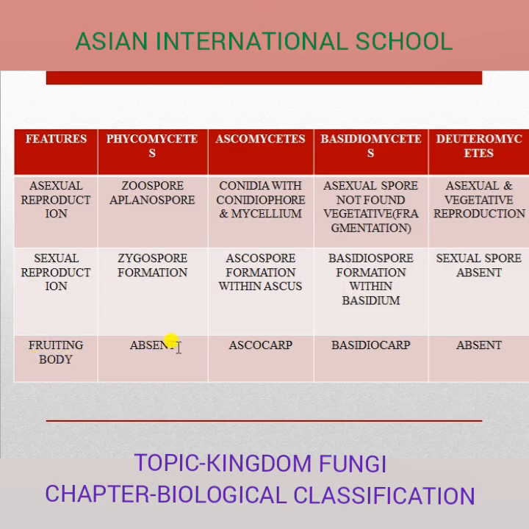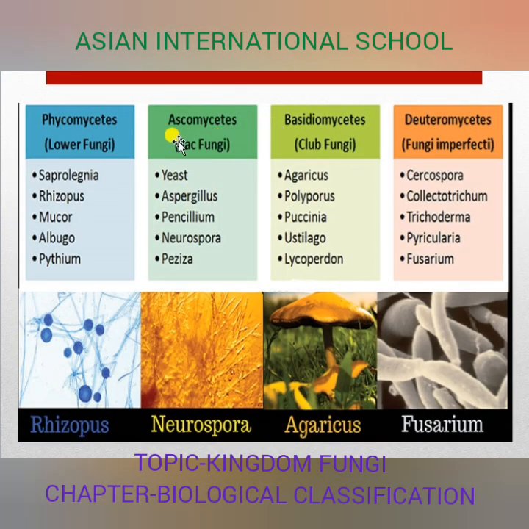Moving to the next slide, we will be discussing the examples. In the case of Phycomycetes, you can see here Saprolegnia, Rhizopus, Mucor, Albugo, Pythium. These are the examples, and within that the figure of Rhizopus is given. Next, Ascomycetes, the sac fungi. Which fungi come within it? First yeast, second Aspergillus, third Penicillium, fourth Neurospora crassa, and fifth Peziza. Within that, Neurospora is the most important fungus because it is utilized in several cases during research, so for that reason the Neurospora figure has been given.